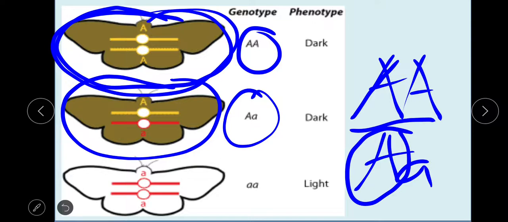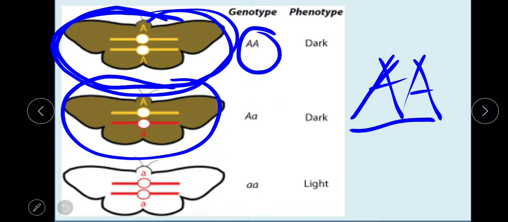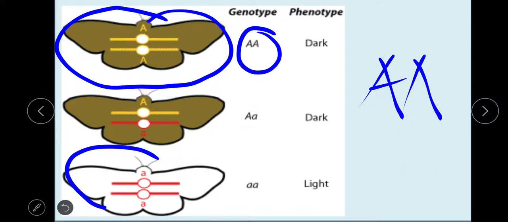So in this case, being dark is the dominant, and it is represented by big letter A. And this genotype here has the presence of big letter A, dominant letter A. So this is the reason why this butterfly appears to be dark. But in the third butterfly, we can see that the color is white. Why is it that the color is white?